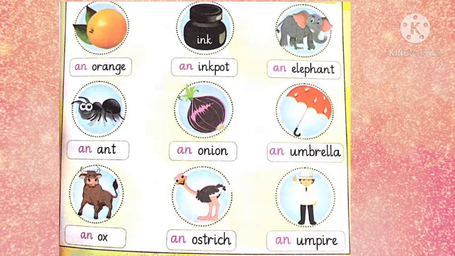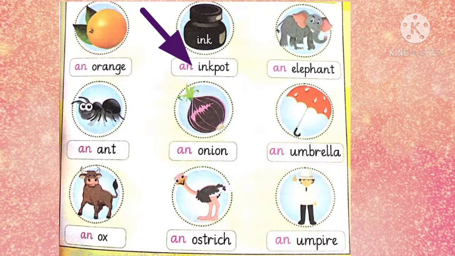Look at the first picture. It's an orange. And what is the beginning sound or letter of orange? It's O. O is a vowel. So we will write article an. An orange. Look at the next picture.